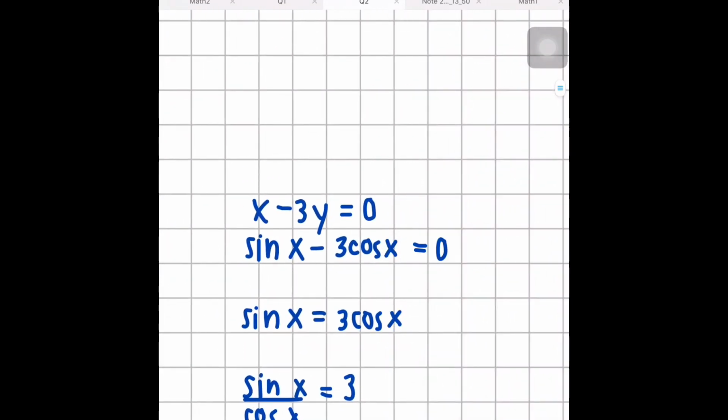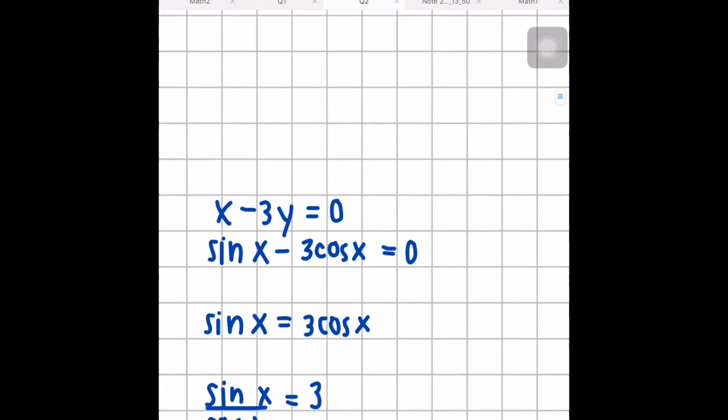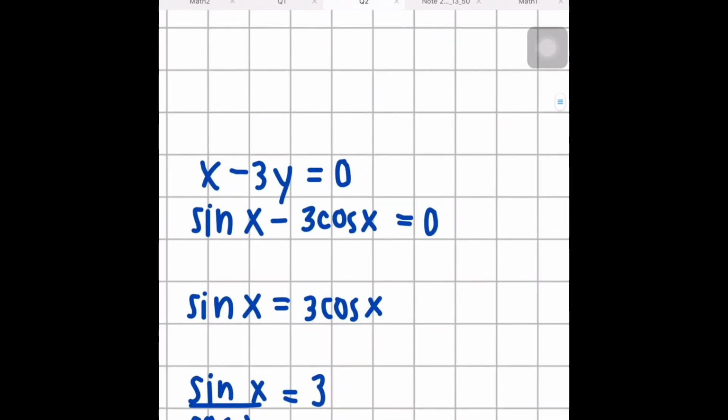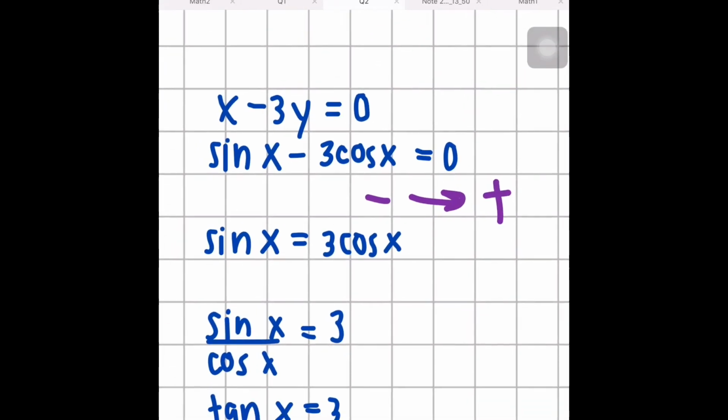The method to solve is quite the same as the first equation. First we will set x minus 3y equal to 0. Then substitute sine and cos back into the equation. It will be sine x minus 3 cos x equal to 0. Then move cos to the other side. The negative sign will be a positive sign. So it will be sine x equal to 3 cos x.